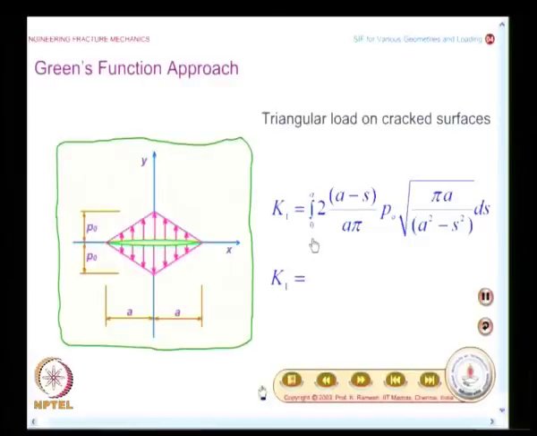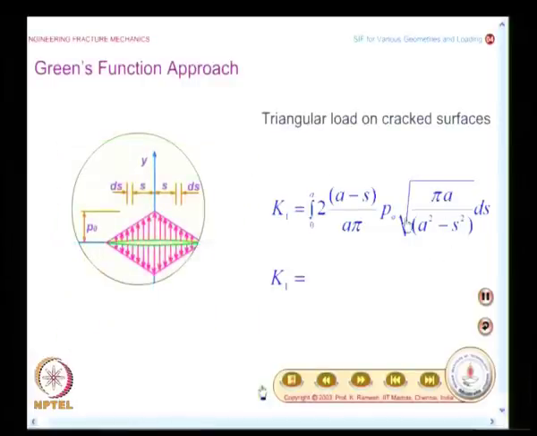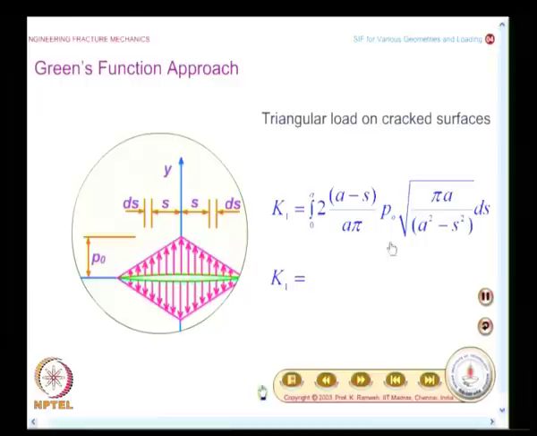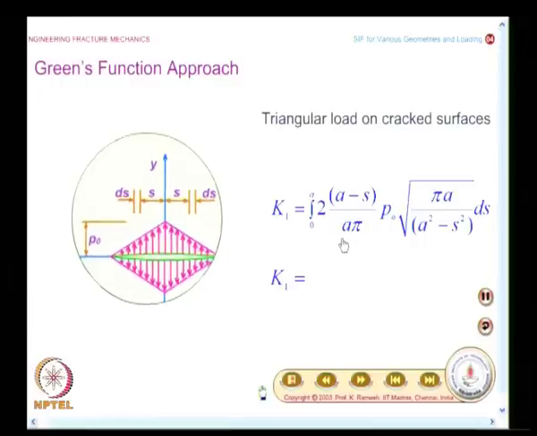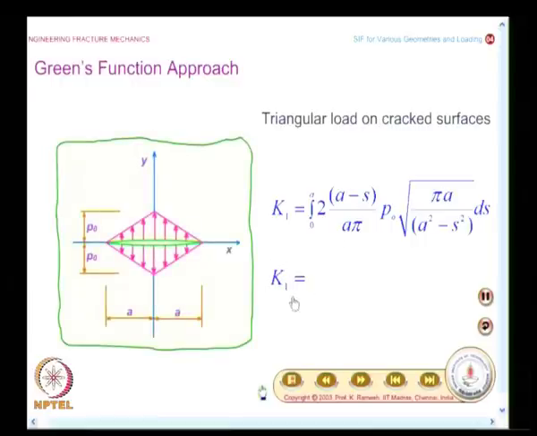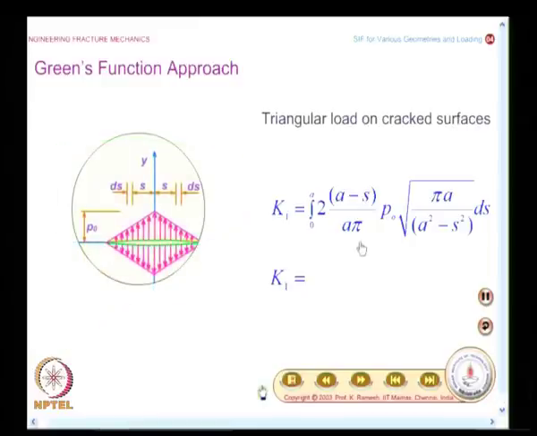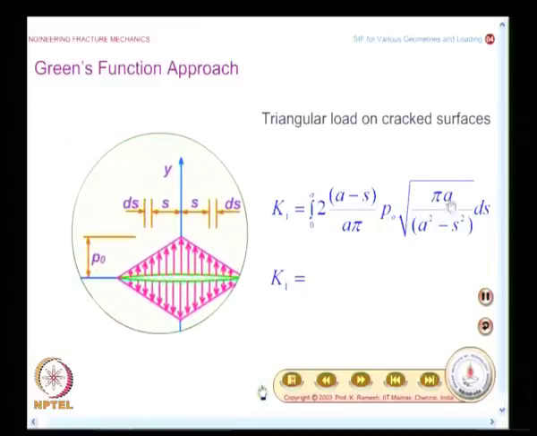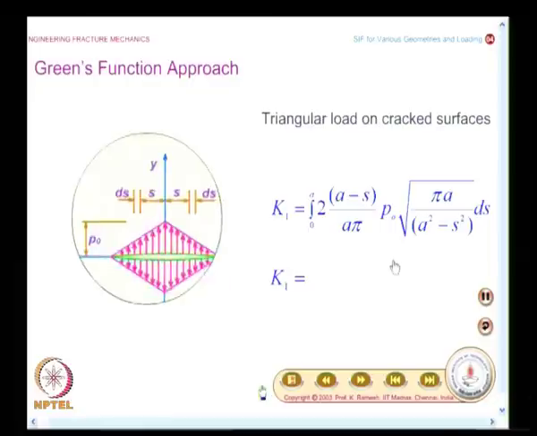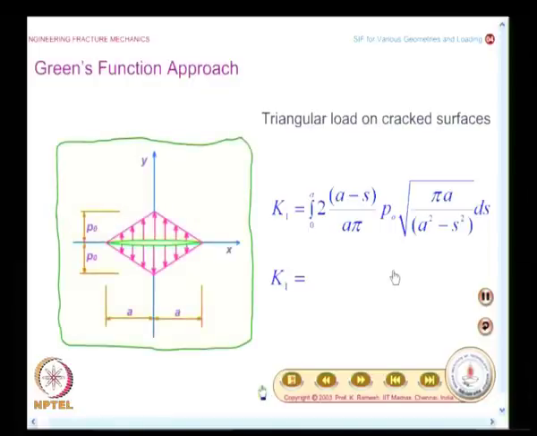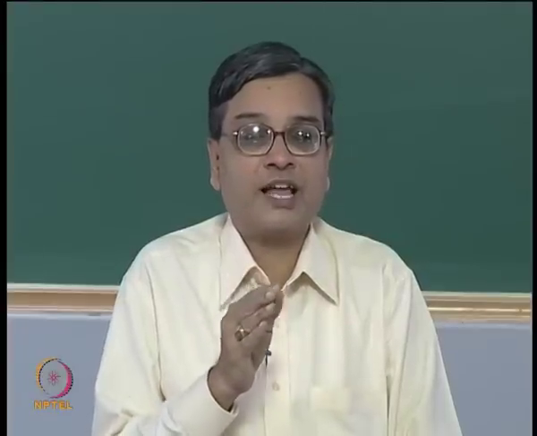Right now what I want you to do is, when I have this expression for K1, simplify it and see what is the integral that you will have to evaluate. Only if I know the value of that integral, I would be able to find the value of K1. So, I would like you to look at that as one exercise. Another exercise is, I am not having a triangular variation of the pressure, but I have constant pressure. That is also an important problem.